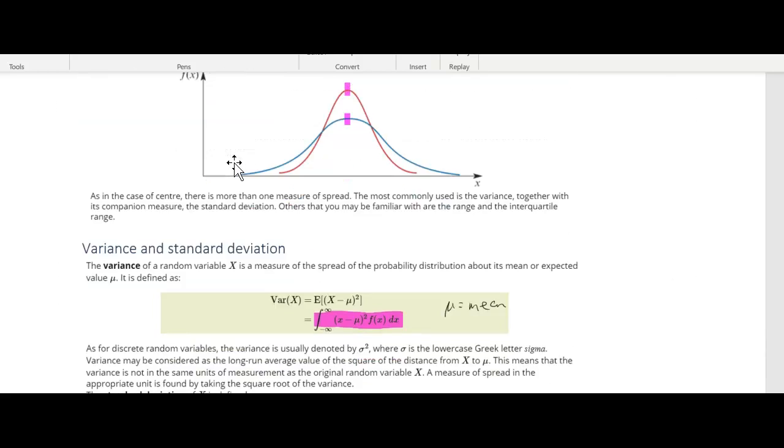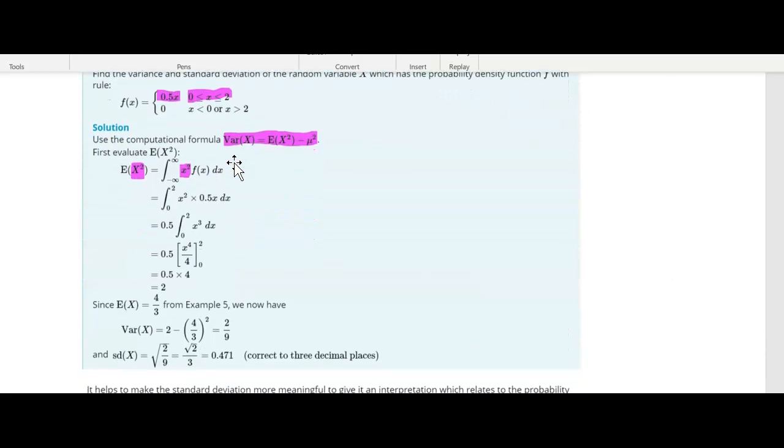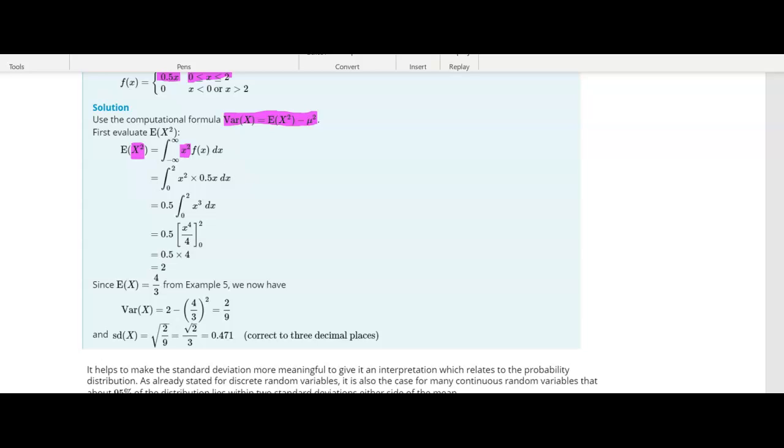We're going from x equals 0 to 2. We've got x squared, and then our function 0.5x, which was given to us in the question. You can see they've taken 0.5 out as a common factor, and then x squared times x gives you x cubed, and then you find your antiderivative and substitute in 2 and 0, and you get 2. So your expected value of x squared is 2.